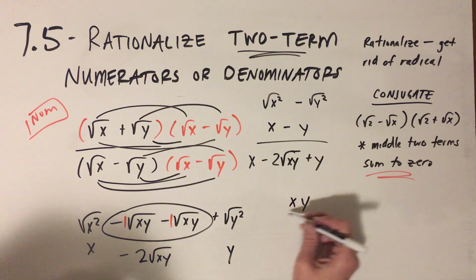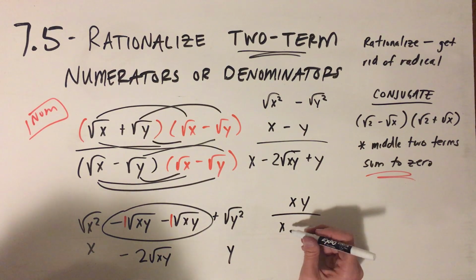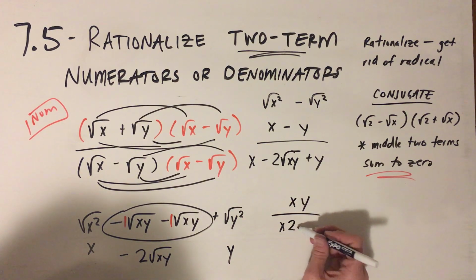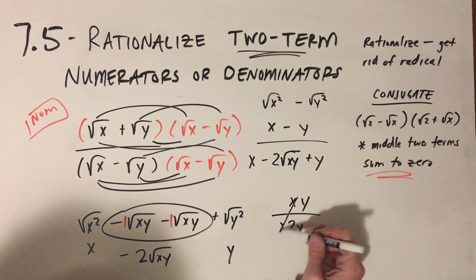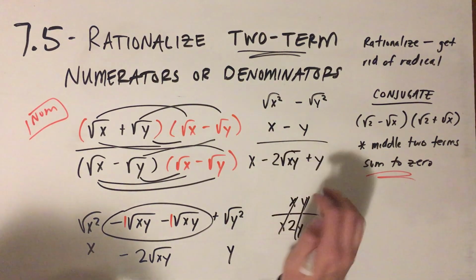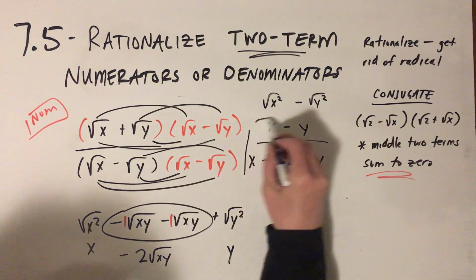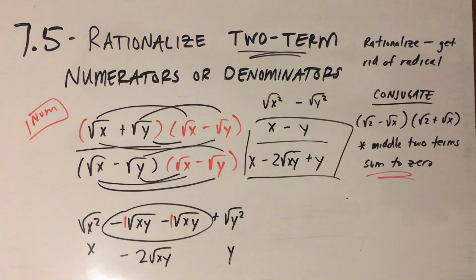If I had xy over, I don't know, x times 2y or something like this, I could cancel these and just leave behind the 1/2. But because they're related through addition and subtraction, I cannot do this. So here is my rationalized numerator. There's no radical in the numerator. That was my goal.